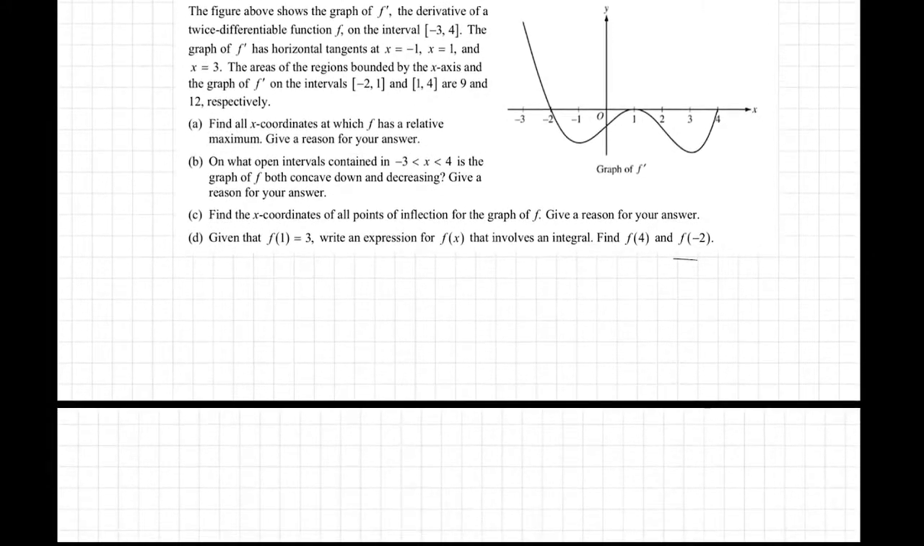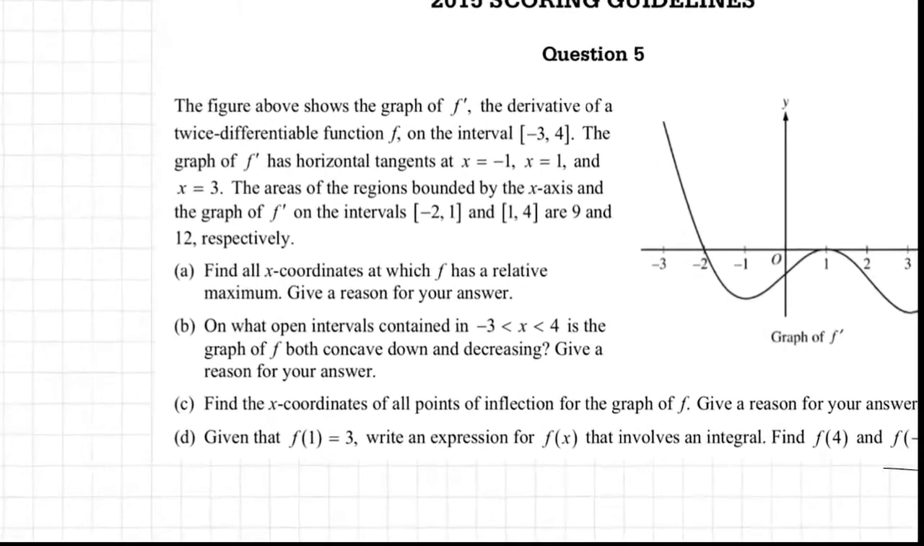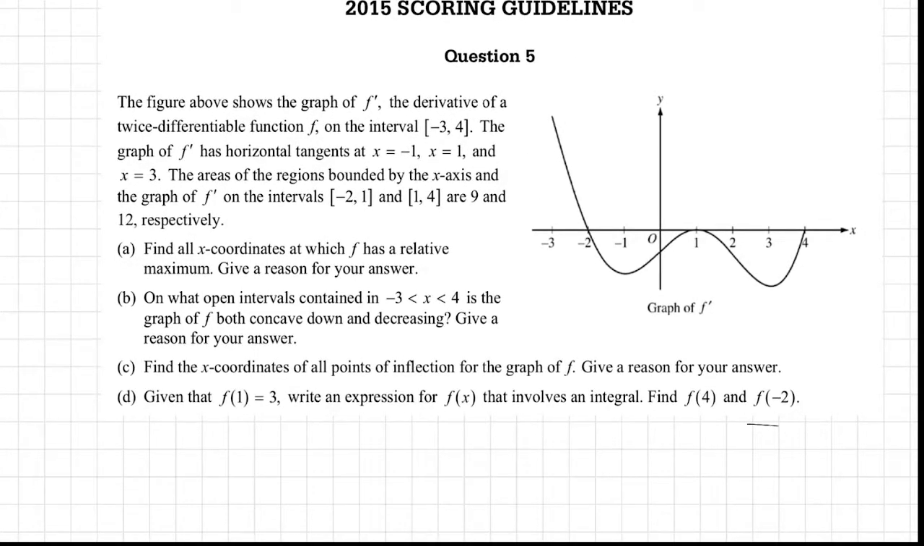So as you see, we have the AP question here. I will be showing my work elsewhere. But first, what you should really always do when you have a question is mark it up, get the key information. So before I mark everything up, I'm just going to run through the questions, the parts. So we need to find all x-coordinates where f has a relative maximum and give a reason. We are finding where f has a relative maximum. So that is part one.